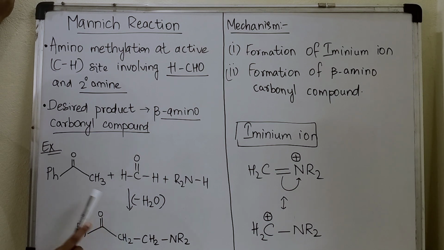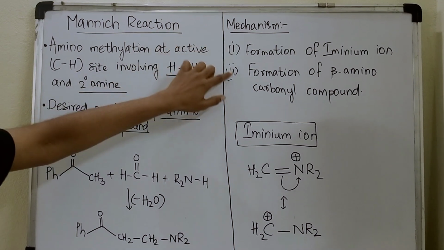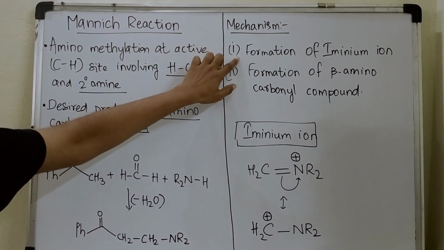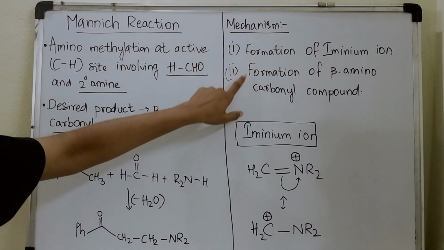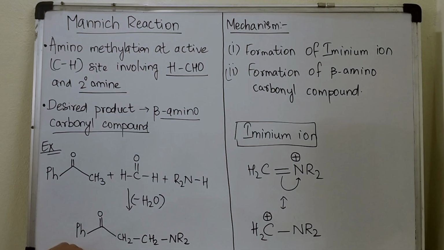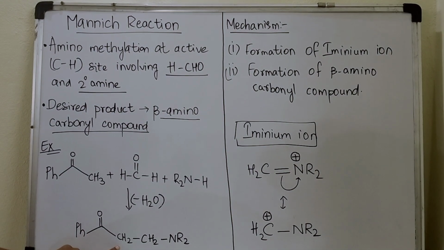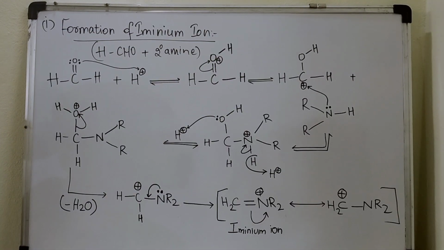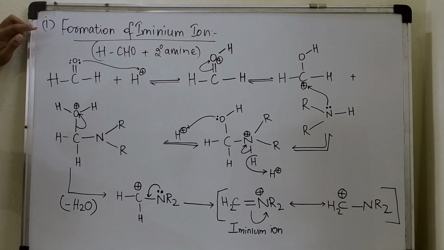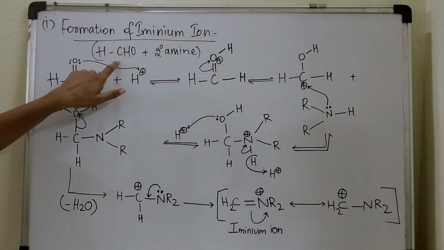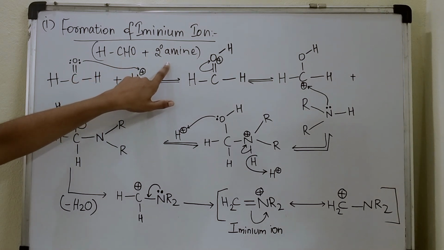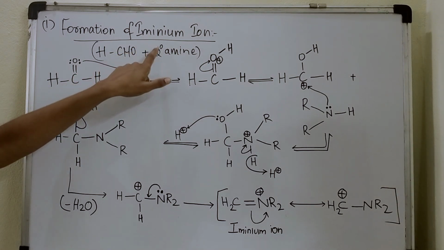Now we will be seeing the mechanism for this example. The mechanism involves two steps. The first step is the formation of the iminium ion and the second step is the formation of the beta amino carbonyl compound. Now we will be seeing the formation of the iminium ion. In this, formaldehyde and a secondary amine react with each other to form the iminium ion.